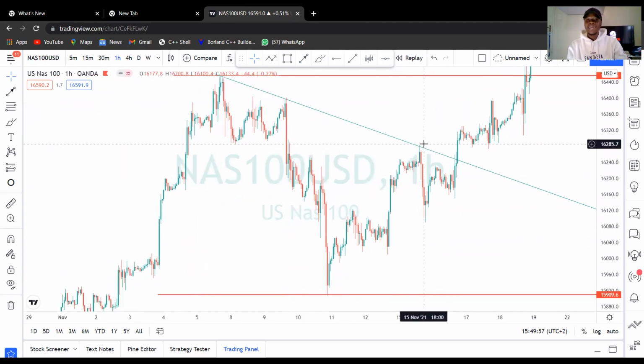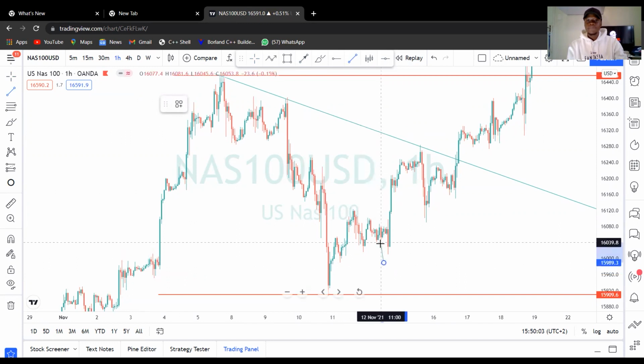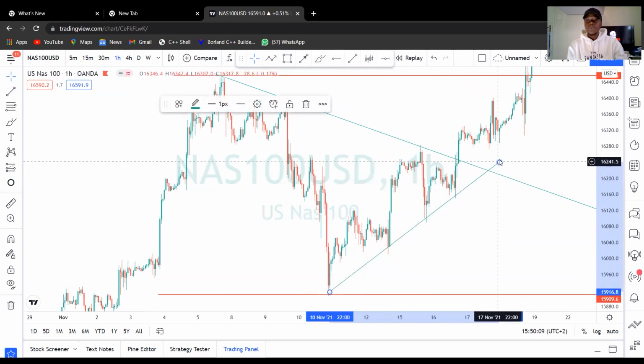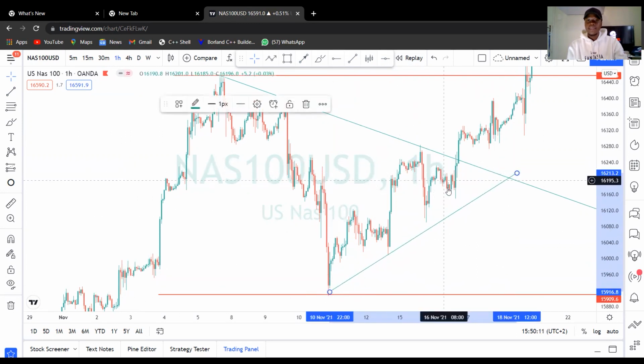Remember, we sold here. We're expecting it to drop even further, to come and break this trend line that we're having. So we had something like this. We're expecting it to break this trend line, and then that's where we are gonna confirm that we are going south.